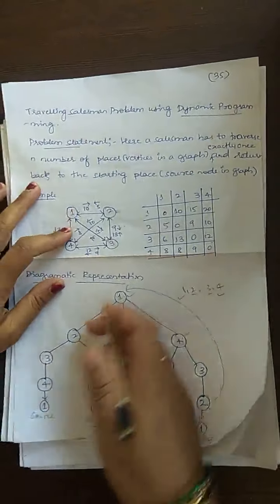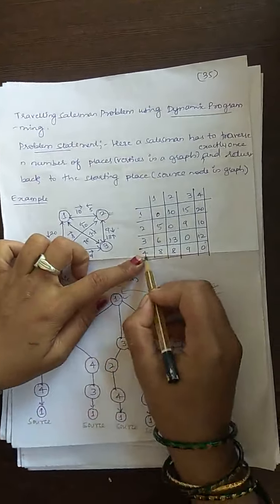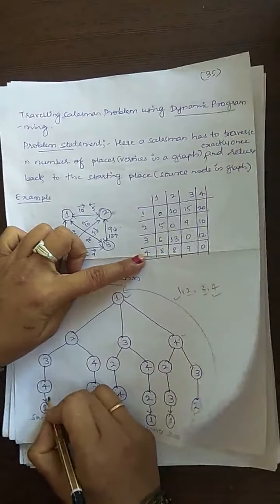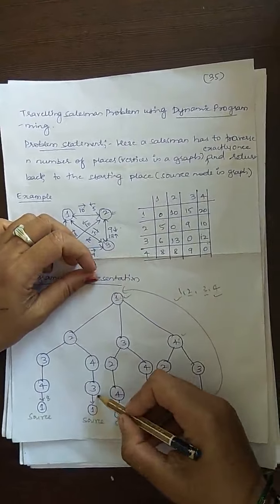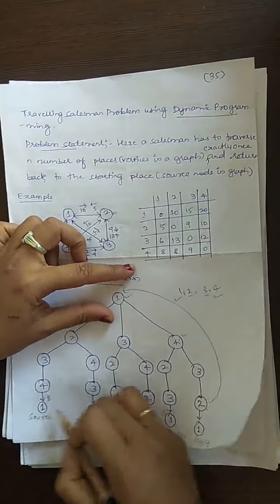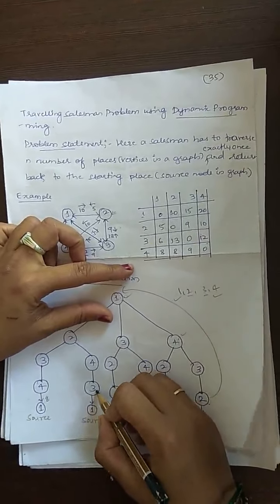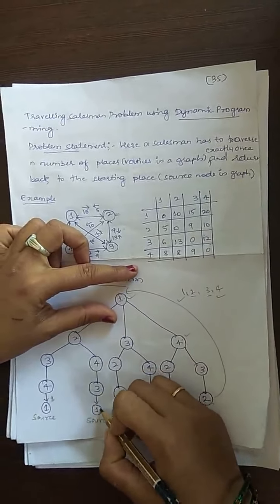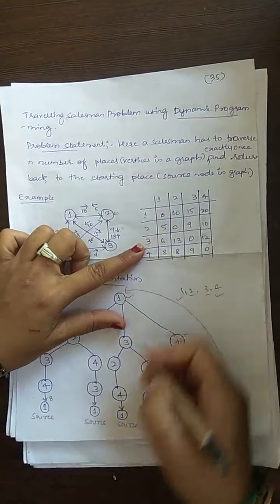So I want to go from 4 to 1 here. What is the cost? 4 to 1 is 8, so this cost is 8 here. Next I want to go to 3. I have reached the last node. There are no nodes remaining here, so when there are no nodes remaining, just calculate the cost. From 3 where should I go? From 3 I should go to 1. Is there an edge from 3 to 1? Yes, from 3 to 1 is 6.